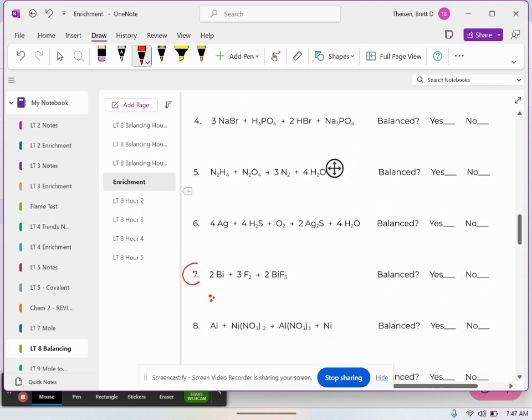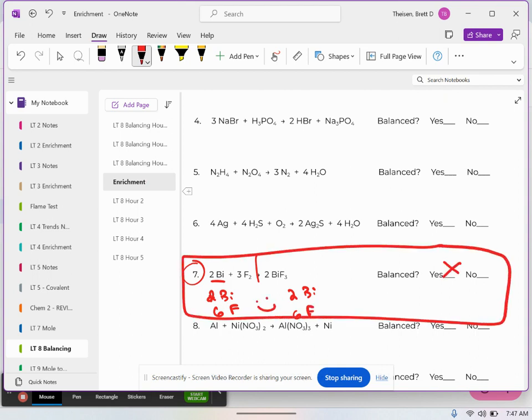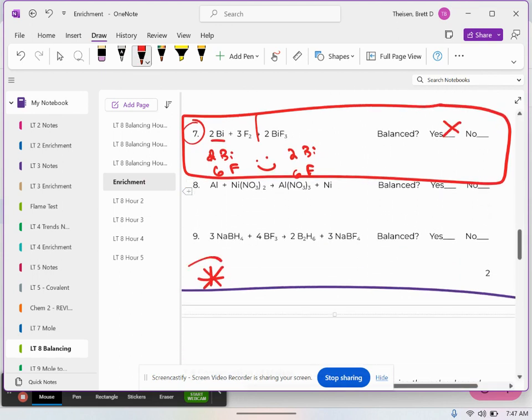All right, let me show you one that is balanced. Okay, you got 2 bismuth, 2 Bi. So far, so good. I got 6 fluorine, and I got 6 fluorine. All right, we are balanced. We are happy. So that's what a balanced one looks like. So on and so forth. Go ahead, go all the way through 9 there if you can, and you are good to go.